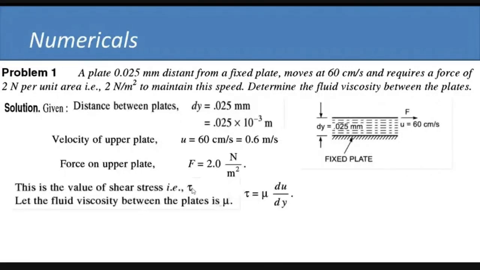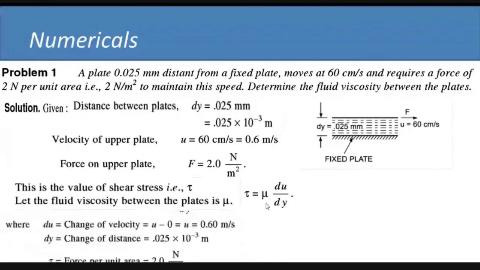Mathematically, tau equals mu du by dy. Here the value of tau is 2 N/m². Dy, the distance between the two plates, is 0.025 mm, so here it will be 0.025 × 10⁻³ m. Change in velocity is nothing but the difference of velocity between the two plates. On the upper plate it is u, on the lower plate it is zero. So change in velocity du is u minus zero, or simply u, which is 0.6 m/s. Put these values in and you can solve this.